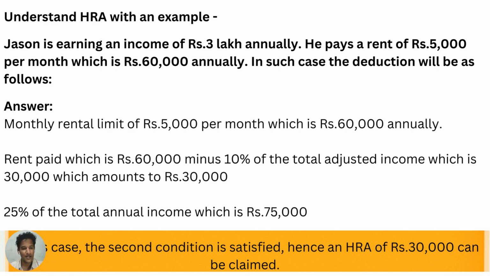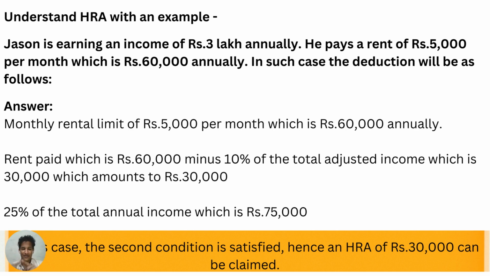Really well explained. So consider Jason is earning an income of rupees 3 lakh annually. He pays a rent of rupees 5,000 per month. So for 12 months, it is 60,000, that is annual. In such a case, the deduction will be as follows. So he's paying 5,000 actually, and 60,000 for 12 months.